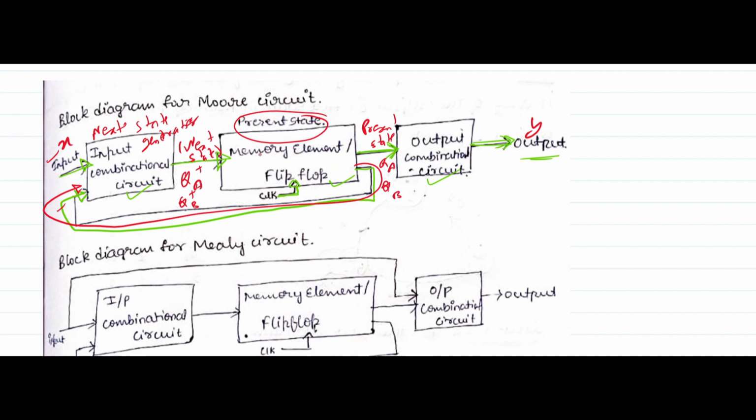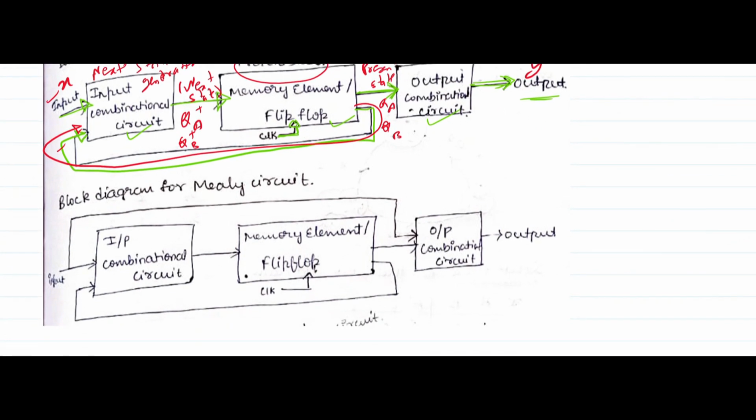So this is the block diagram for the Moore circuit, and here the output depends only on the present state, because the input to this output combinational circuit is only QA, QB, which is the present state. That's why this is a Moore state machine. Next is the Mealy state machine.